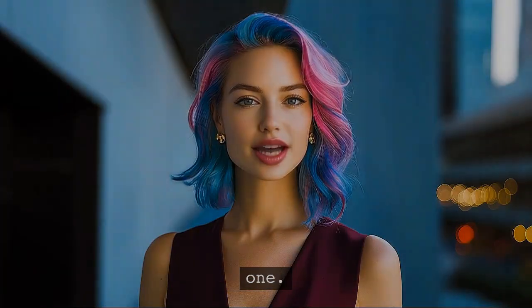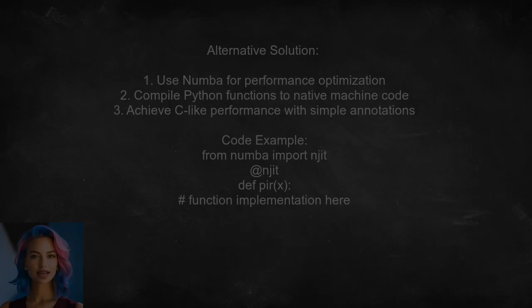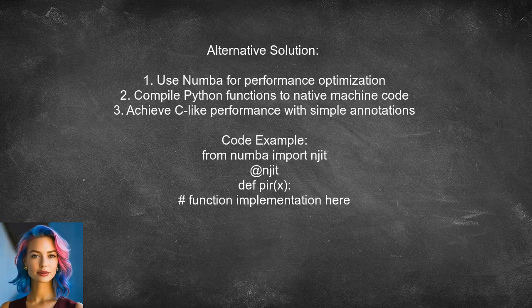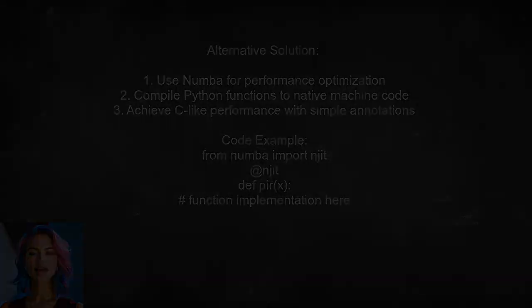Let's explore another one. An alternative approach to improve performance is using Numba. Numba allows you to speed up your Python functions by compiling them to native machine code. With just a few annotations, you can achieve performance similar to C or Fortran.